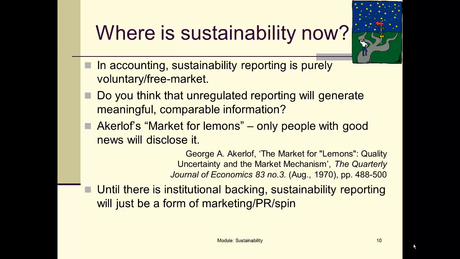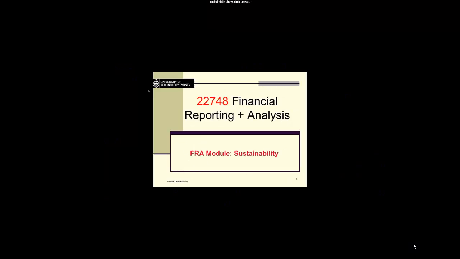So we know that people who aren't getting reports are going to be more likely to be bad. Maybe some of them are good cars, it's just not worth getting a report for them. But we know that people who don't report are more likely to have bad news or not have good news to tell us. So what do we expect from Akerlof's article? That only people with good news will be expected to report that. People with bad news will just say nothing. So what does that mean for sustainability? It probably means until there are rules, until there are standards or other forms of institutional backing, sustainability reporting is just going to be a form of marketing or spin.